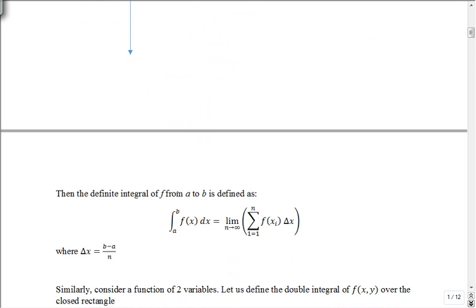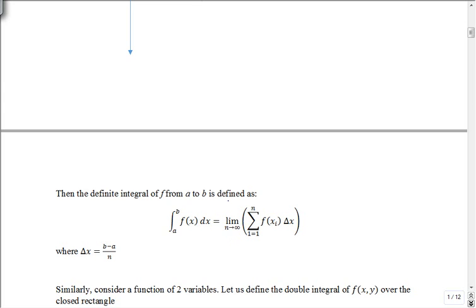So the definite integral of f from a to b is defined as follows. This f of x_i times delta x is the area of each rectangle, where x_i is, say, the right-hand endpoint. We sum up the areas, that's the summation, and we take the limit as n approaches infinity because we want the number of intervals to approach infinity. So that is what you learned before.